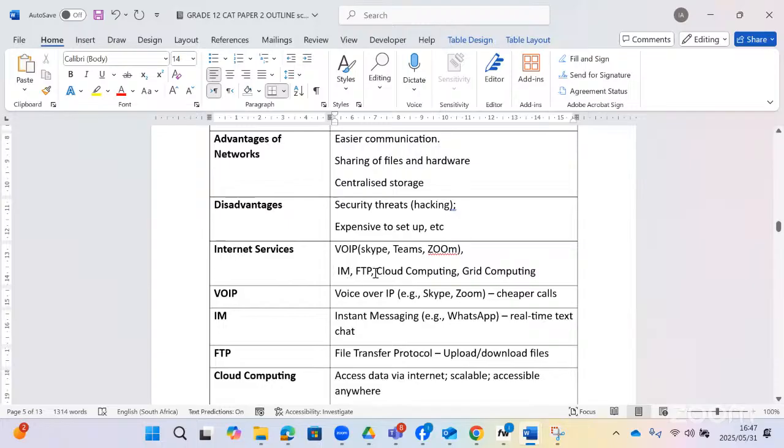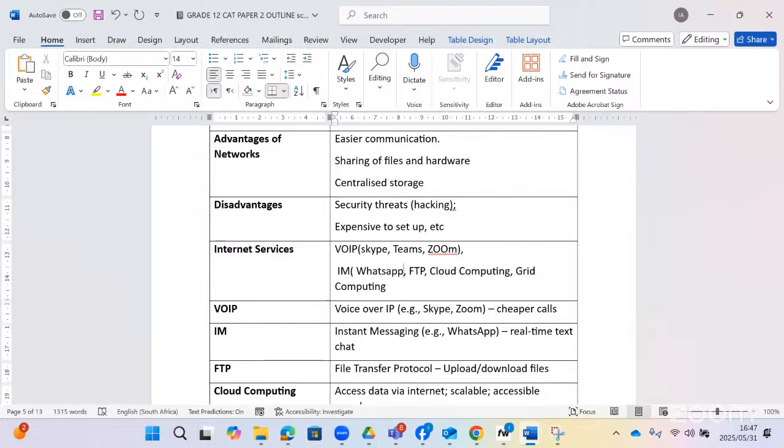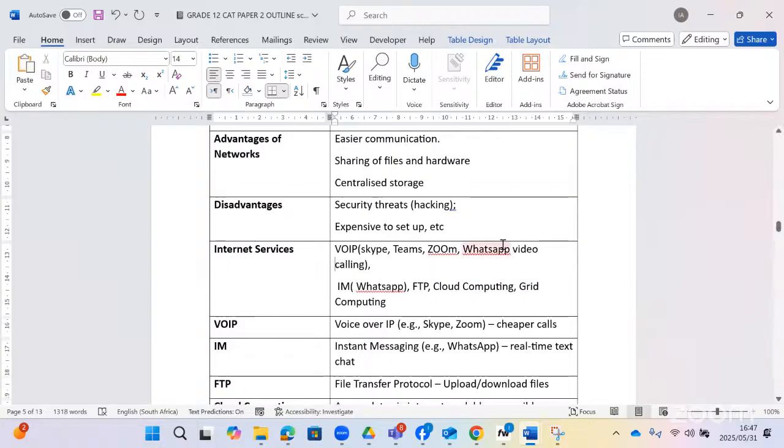Instant messaging. A typical example is WhatsApp, whereby instant message is text-based, whereby you send messages, then the person will receive instantly. Now, remember, WhatsApp is not an example of VoIP. But if you want to add WhatsApp as an example of VoIP, you must say WhatsApp calling or WhatsApp video calling. So these are features in WhatsApp that allow VoIP things to be done. So take note, but then WhatsApp originally was made as text-based, so it's instant messaging.